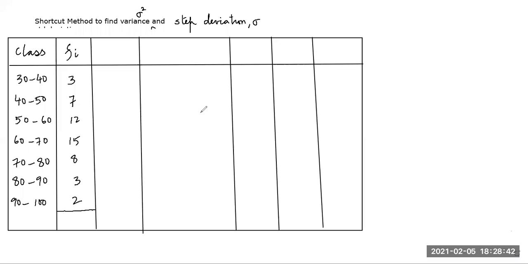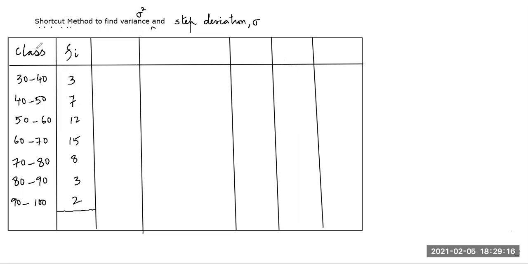Yes, students, let's try to understand. There's another shortcut method to find variance, represented by sigma square, and standard deviation, represented by sigma. In yesterday's video, we discussed how to find the standard deviation and variance for continuous frequency data by two formulae. So today there is a shortcut method in which we will take the help of the step deviation method. We have discussed it in 10th class.